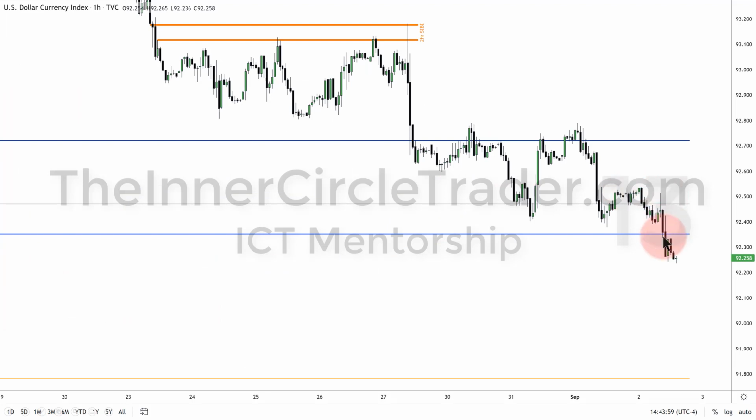Then sells off, immediate rebalance on this candle, and then another run lower below the discount low of the buy-side imbalance on the daily chart. A little bit of a range left still. We'll be looking for that over the coming days and weeks for dollar index.